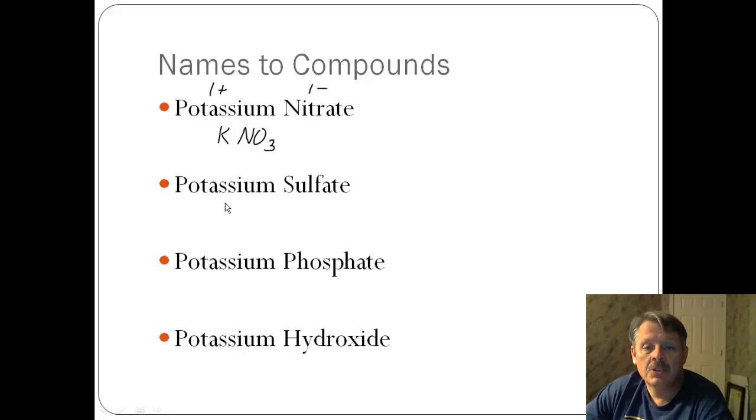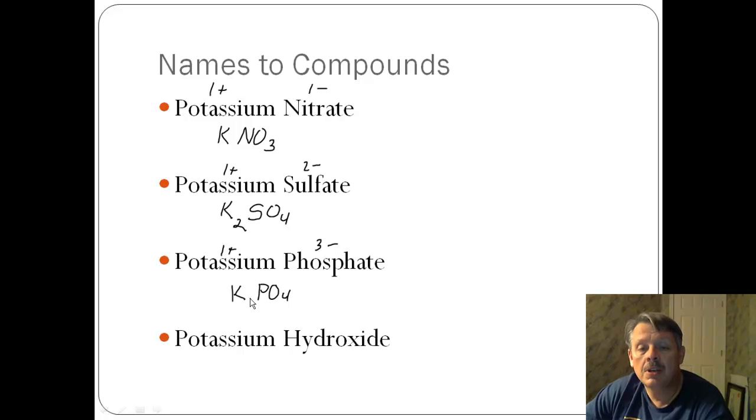For potassium sulfate, I write down what the things are first. That's K and SO4, potassium and sulfate. That's a 1 plus charge and a 2 minus charge, so that means I have to have 2 potassiums. So then I crisscross my numbers and put the 2 after potassium. Okay? See if you can do the next one. Pause the video, try the third one. Potassium is K, phosphate is PO4, and potassium is a 1 plus, and phosphate is a 3 minus, so I have to have 3 potassium, so it's K3PO4.